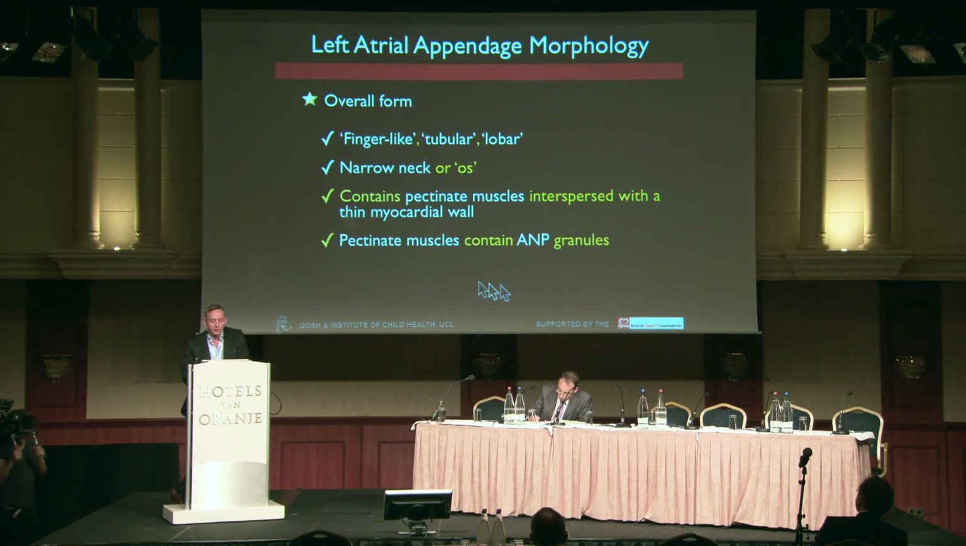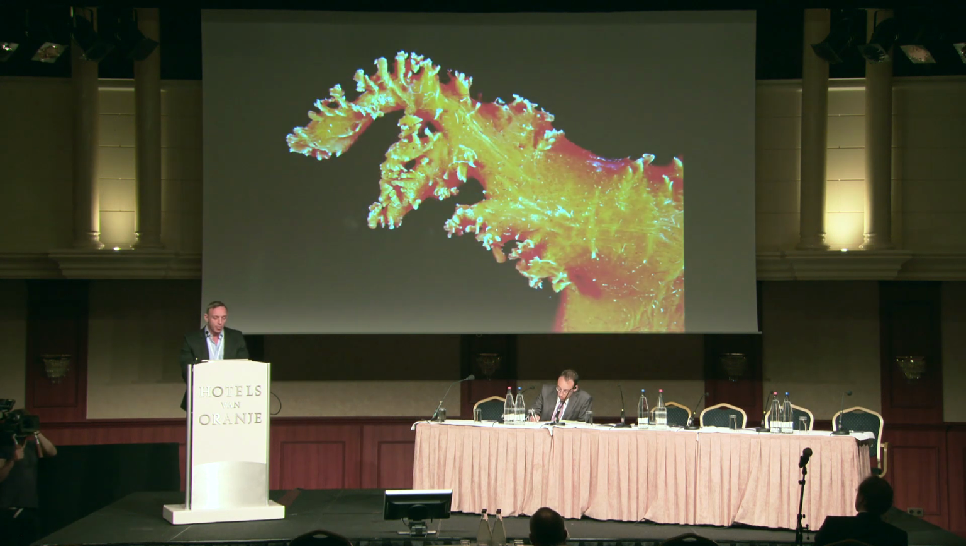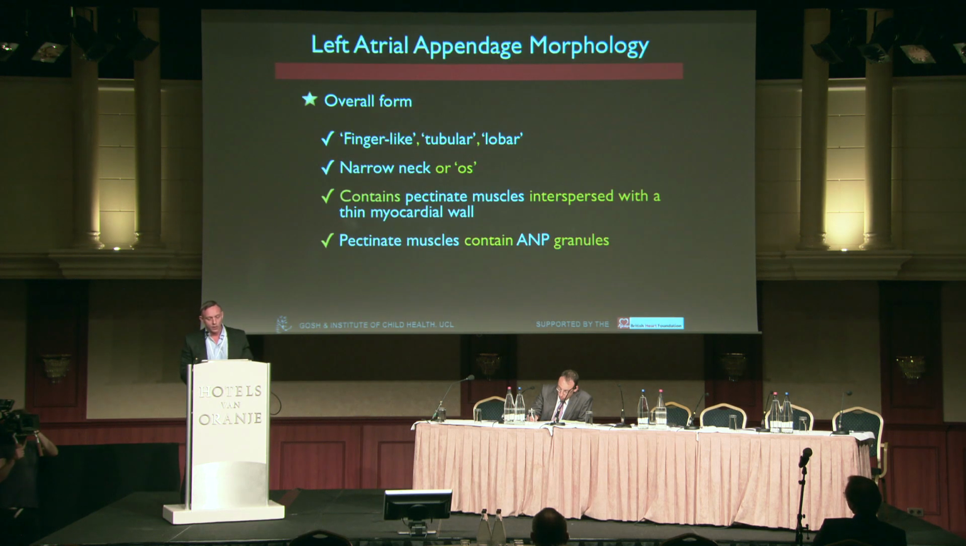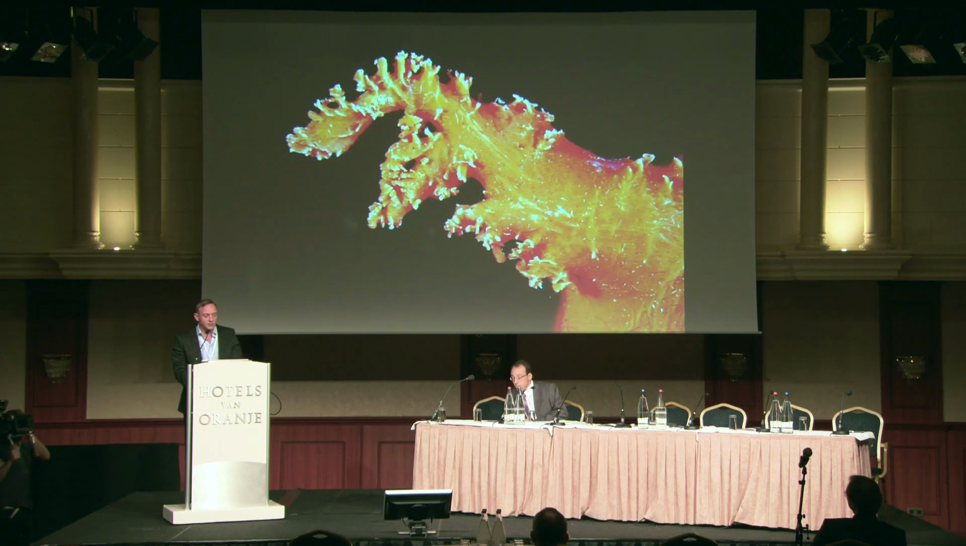Just thought I'd mention that the pectinate muscles also contain ANP granules. I'm not going to talk too much about this, but the pectinate muscles are the strands that contain the ANP granules, and these, of course, can be released in the setting of dilation.